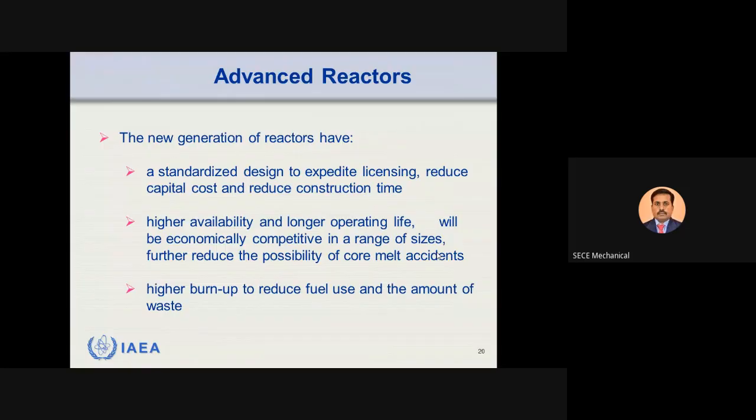So these points you have to keep in mind. Why do we call them advanced reactors? It is easier to construct, and the capital cost is very low. The design is not complicated, the operating life is more economical, and it is competitive over wide ranges. Then accidents and repairs are very few, and we can produce more heat energy with less fuel. The amount of waste is reduced. These are the key features of advanced reactors.